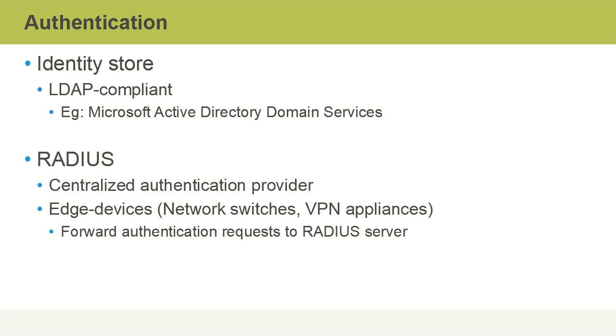Edge devices like network switches and VPN appliances will forward their authentication requests from their clients to the RADIUS server. So in other words, edge network devices like switches, VPN appliances, wireless routers, they would not perform authentication. Instead, they forward it to the RADIUS server, which does the authentication.